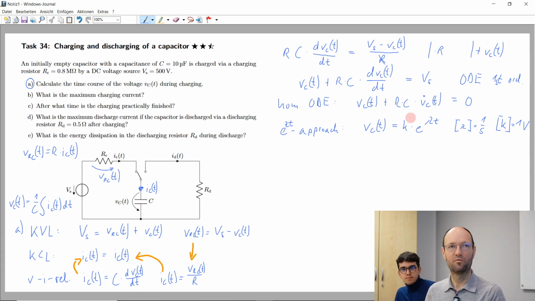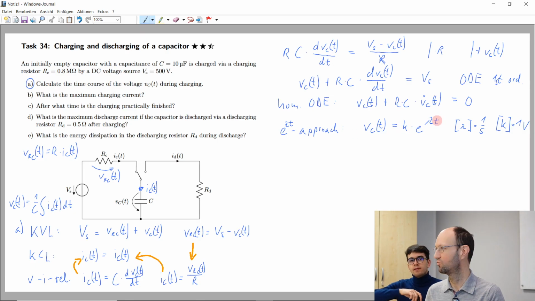Because of the units, we need to have these two constants. This will cancel the time and this will add volt. So this is one motivation why we cannot just have e to the power of t, but k times e to the power of lambda multiplied with t. And there's a second rationale, another reason why we need to have these two constants there.